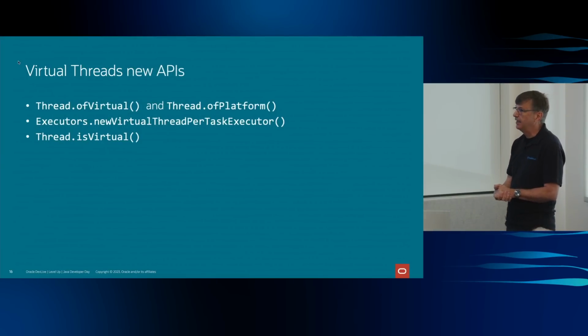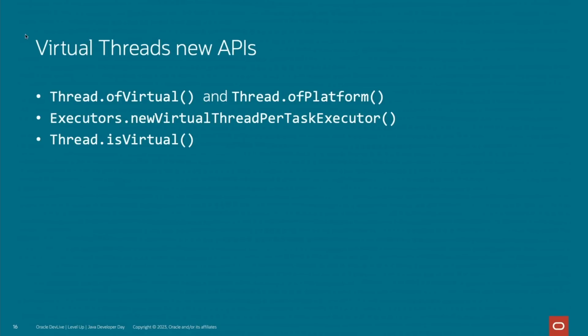So I said virtual threads implement the Thread API. There are also some new APIs. So there are some factory methods, Thread.ofVirtual and Thread.ofPlatform, so you can explicitly create virtual or platform threads. There's a new executor, the newVirtualThreadPerTaskExecutor. Long name, but it says what it's good for.